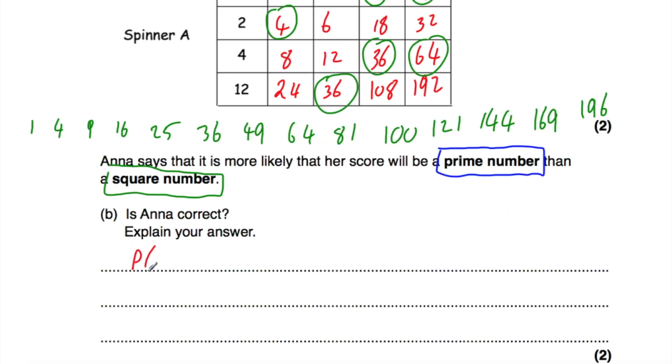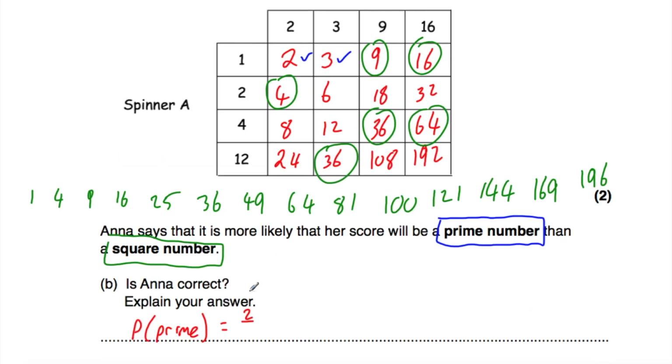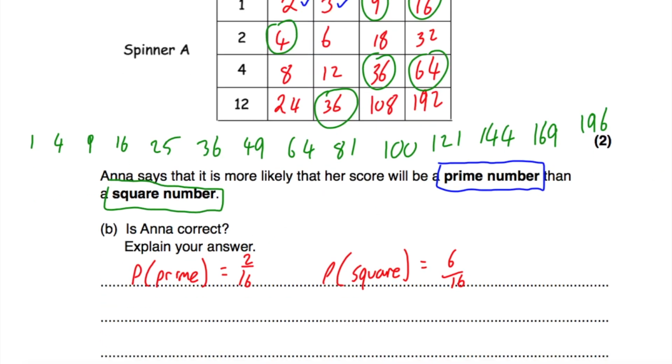So the probability of a prime number is equal to 2. So let's just check what the denominator is here. We've got 1, 2, 3, 4, 5, 6, 7, 8, 9, 10, 11, 12, 13, 14, 15, 16. 4 rows of 4. So the probability of getting a prime number is 2/16. And the probability of a square number will be equal to 1, 2, 3, 4, 5, 6, 6/16. And as you can see, it's more likely to get a square number than a prime number because 6/16 is bigger than 2/16. So let's just explain that. And that's it.